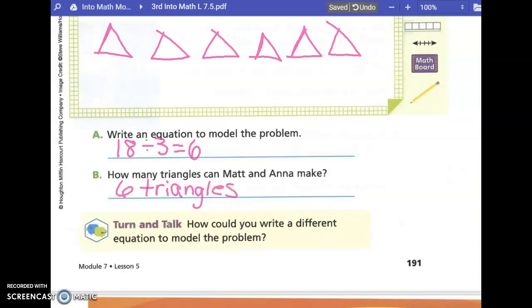All right, we're going to go on to the next page. How could we write a different equation? Let's look at our chalk, turn and talk. What's a different equation? Somebody just asked me. 6 times 3. That's a related equation, isn't it? This is our other related equation, and then we could make a multiplication that says 3 times 6 equals 18. So there's all our related facts.